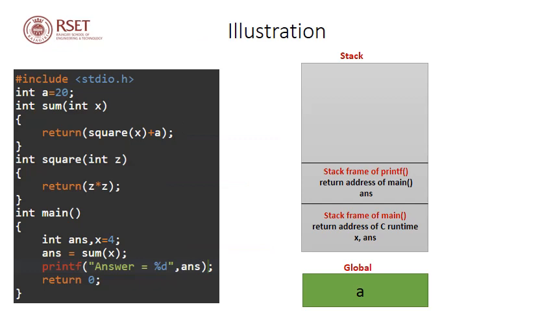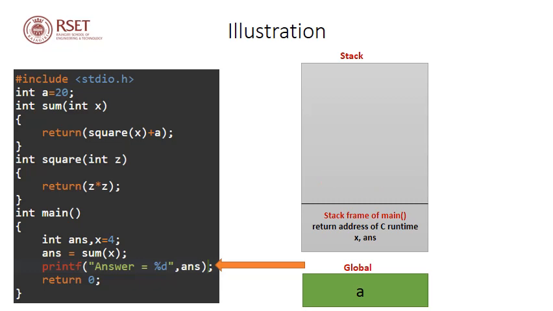Now the function sum returns the value 4 square plus 20, which is equal to 36, and this value will get assigned to the local variable answer in main. Next statement that will be executed is printf answer equal to %d answer. Now when this statement is executed, actually we are making a function call to the function printf. So the activation record of function printf will be pushed on top of the activation record of main. And when this statement has finished execution, the activation record of printf will be popped out of the stack.